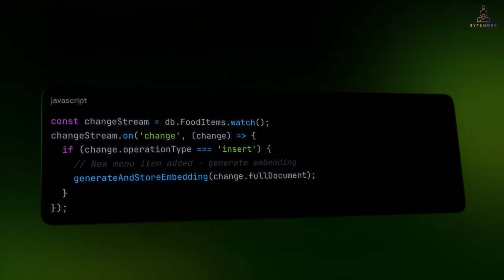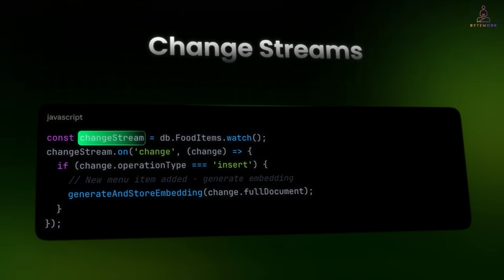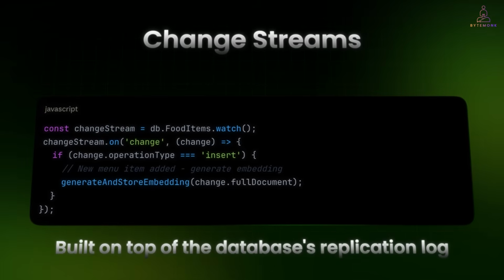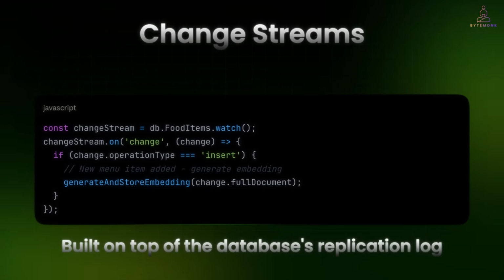MongoDB has this feature called change streams. It's basically a real-time event log of everything happening in your database. This is built on top of the database's replication log. Every write creates an event that you can listen to. It's strongly consistent. By the time you see the event, the data is committed.